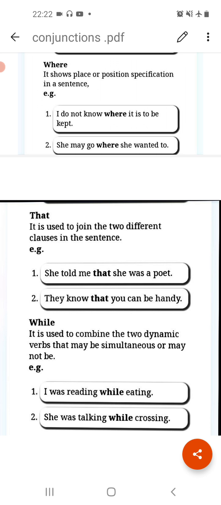The last one is while. It is used to combine two dynamic verbs that may be simultaneous or may not be. So whenever there are two actions which are happening at the same time, we use the conjunction while. Like, I was reading while eating. She was talking while crossing. So two actions are happening at the same time. One is reading and eating, and here is talking and crossing.